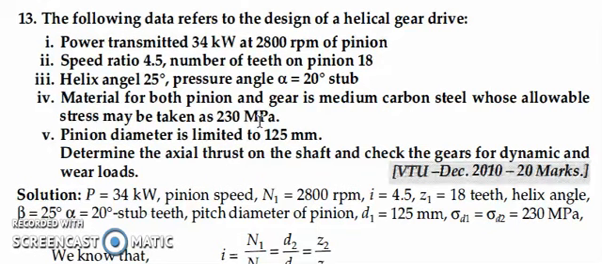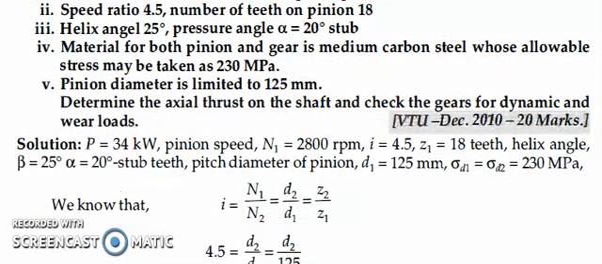So we can identify the first step from here, that is the strength factor. That is, the design is based on the pinion itself, so that we can discuss later. Then next, pinion diameter is limited to 125 mm. Then the question is, determine the axial thrust on the shaft and check the gear for dynamic and wear load. So we have to find the axial thrust and check whether our designed values are safe or not.